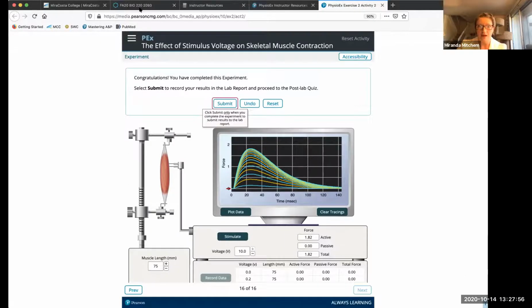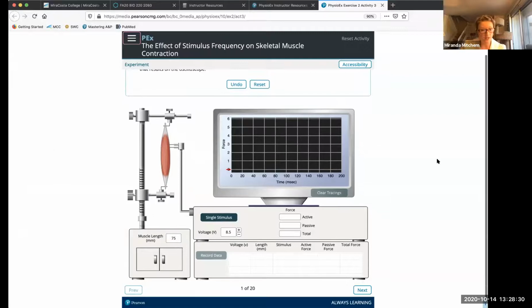So let me get set up for that, please. Okay, so now we're going to look at activity 4 of, actually, no, let's go ahead and do activity 3 of exercise 2. So we're looking at the effect of stimulus frequency in this experiment. Let me share the screen with you. Okay, so very similar setup. It is beginning with a voltage of 8.5 volts and the muscle length is 75.